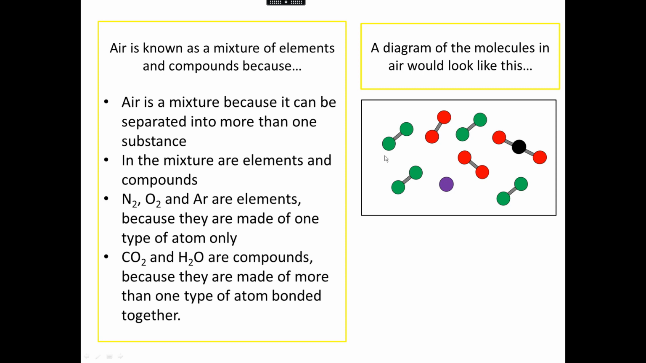Here's my diagram of the molecules. N2, you can always write N, N. O2, O and O. CO2, you can write C with an O and an O. An atom on its own, that's argon there. So we've got nitrogen, oxygen, carbon dioxide, and argon. And notice I've put in a bit more oxygen than the others, and then quite a lot of nitrogen into my diagram.